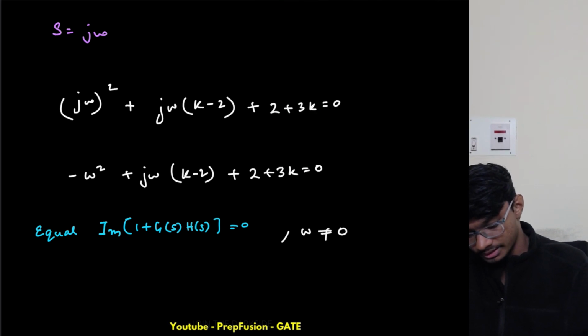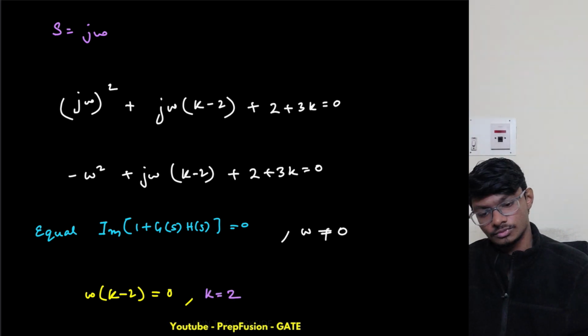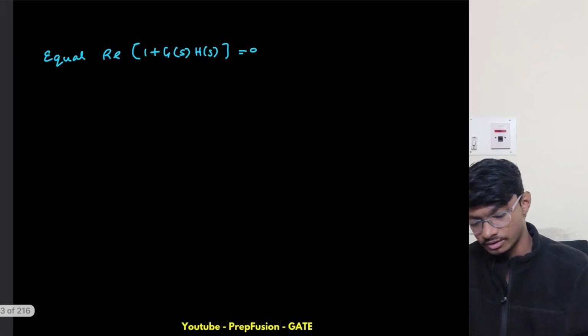So what I can write: omega into k minus 2 equals 0. So my k will be equal to 2. From here I got the value of k, and I put this value here, right?